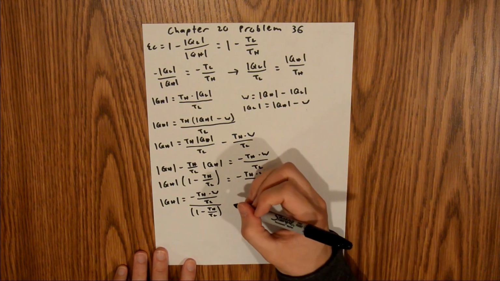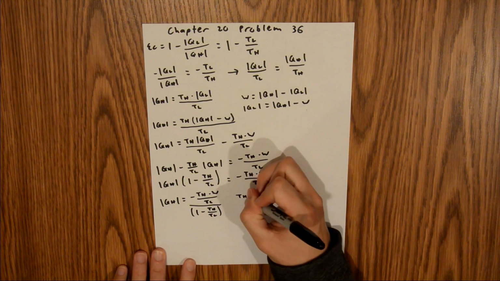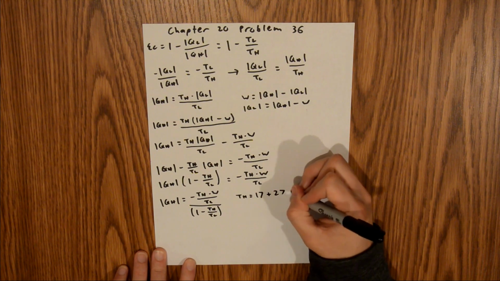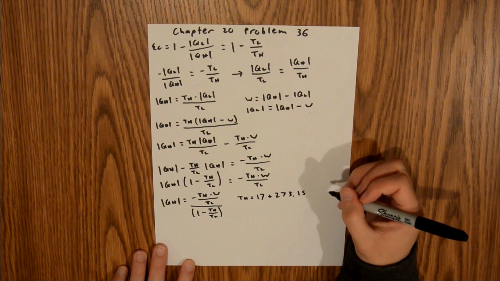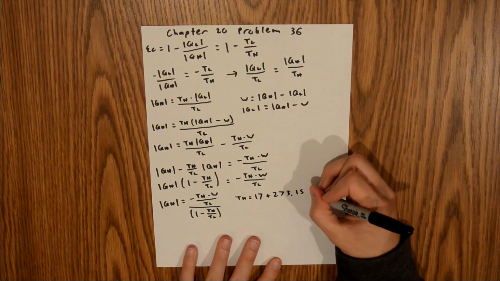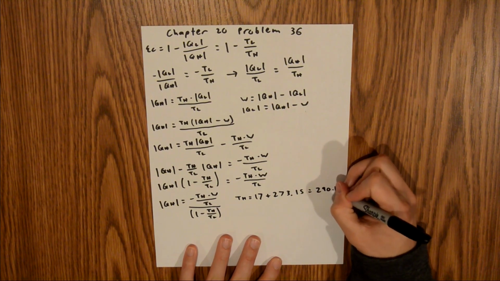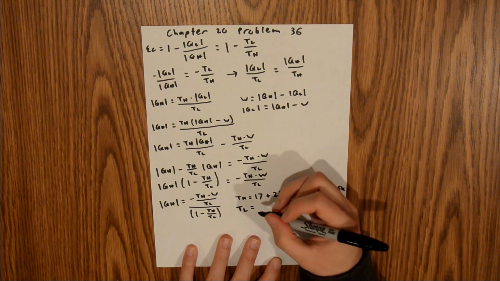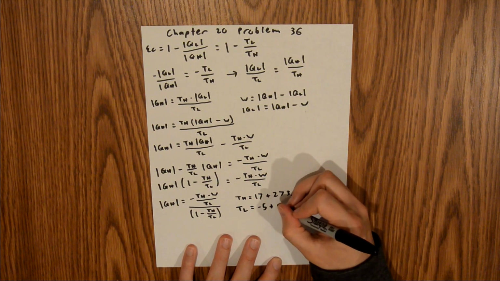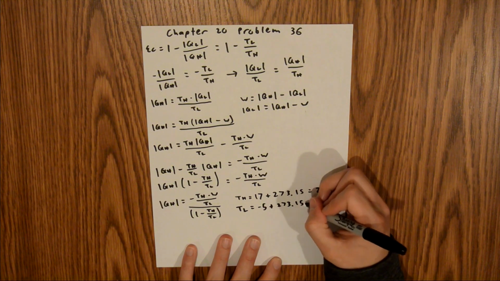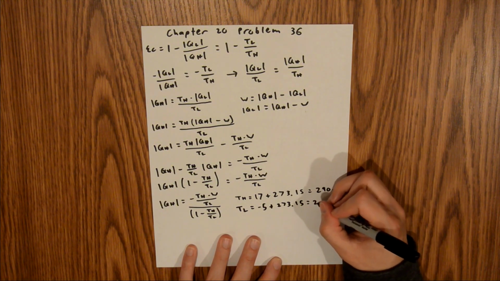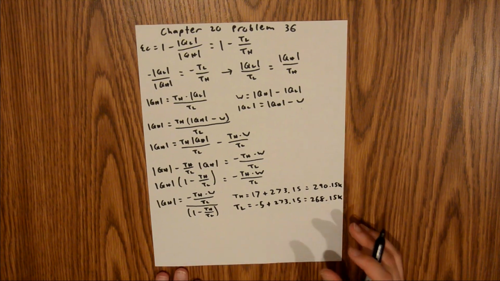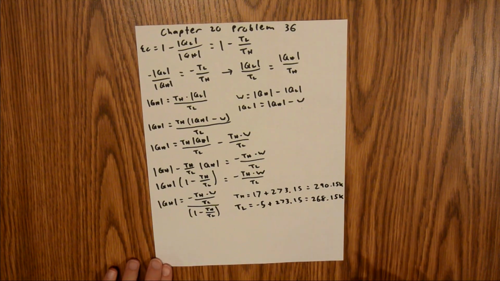And so what we're going to do is our TH is given as 17 degrees C, and to convert that to Kelvin we add 273.15, and so TH is going to be equal to 290.15 Kelvin, and then T low is going to be equal to negative 5 plus 273.15, and that is going to be equal to 268.15 K. And so now we have all the values that we need, and we can plug them right in.